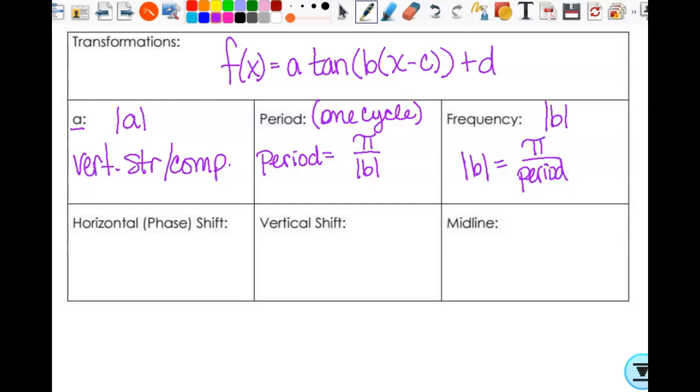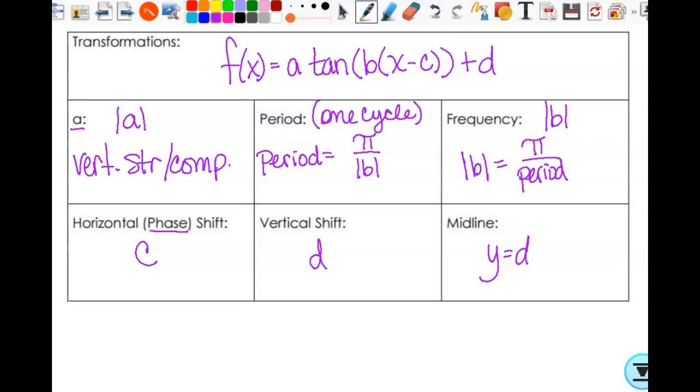Okay. Horizontal, our phase shift is still C. Vertical shift is still D. Midline is still y equals D. What questions you got? We good?